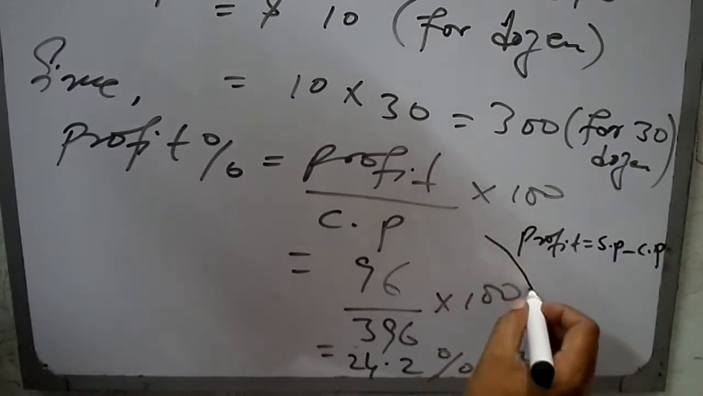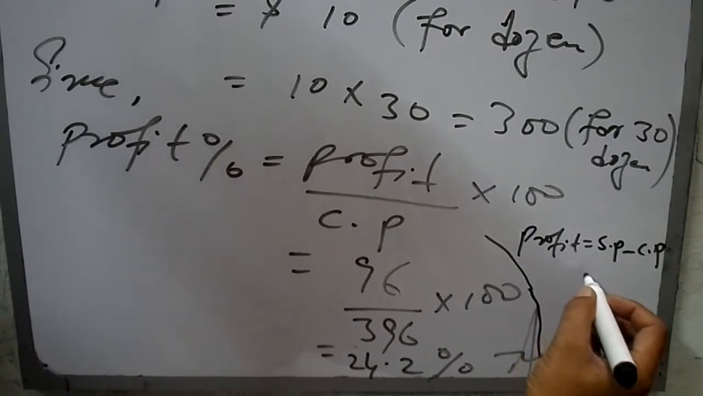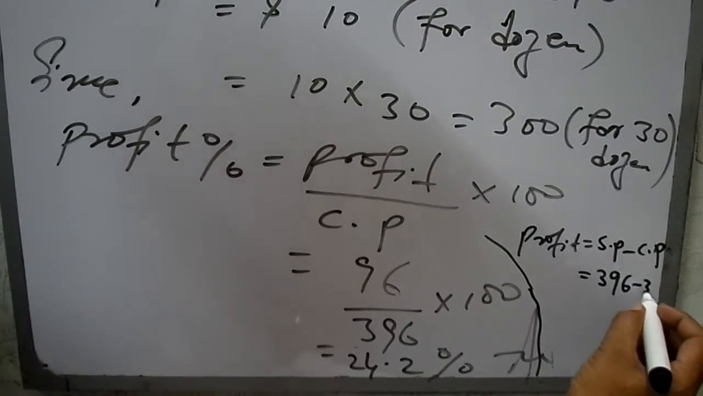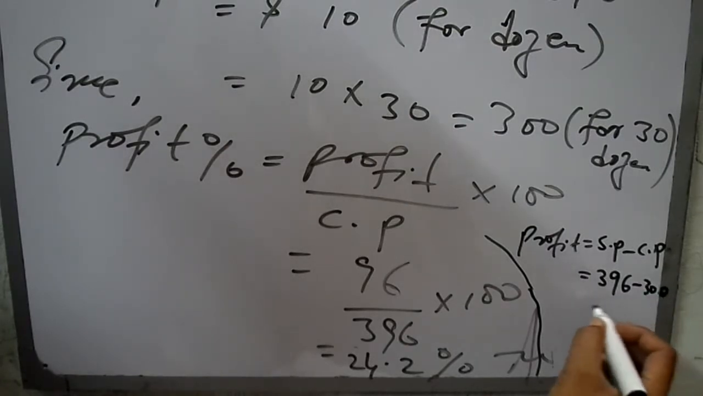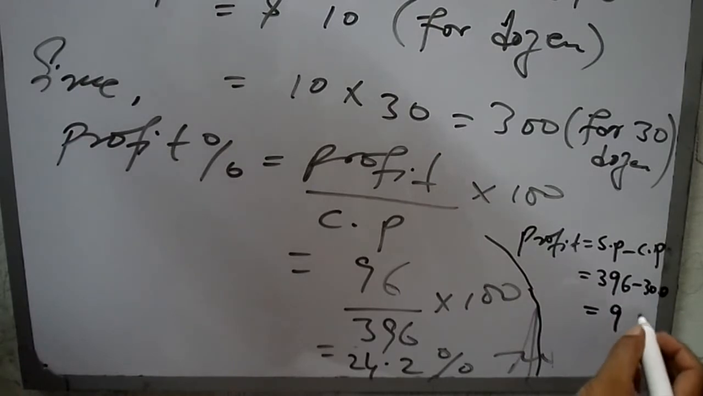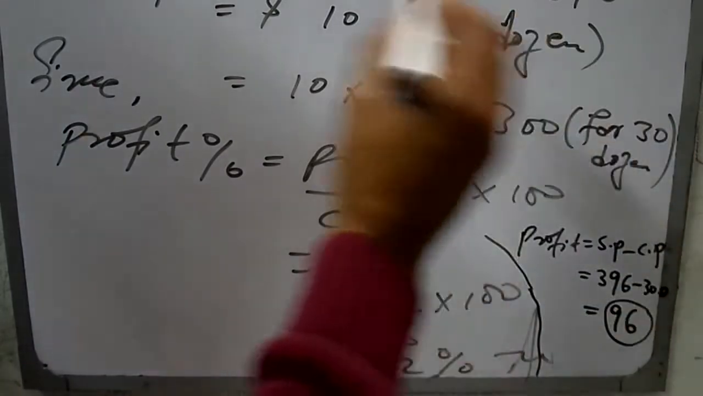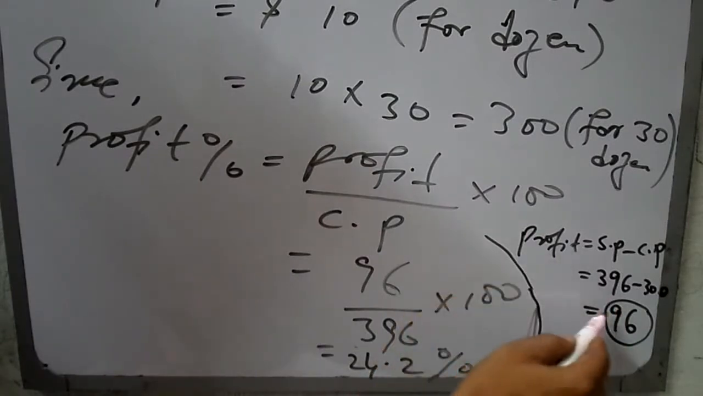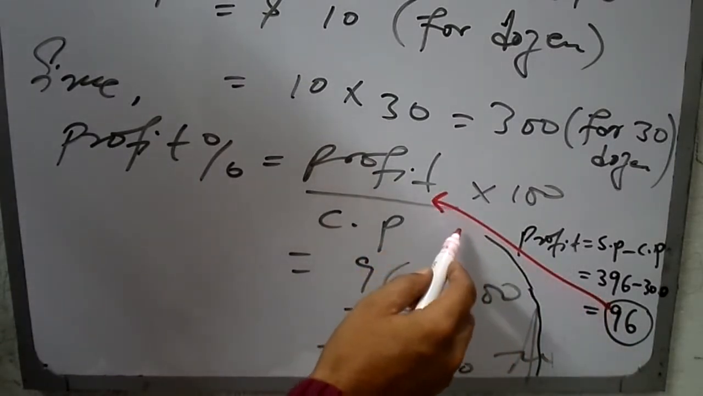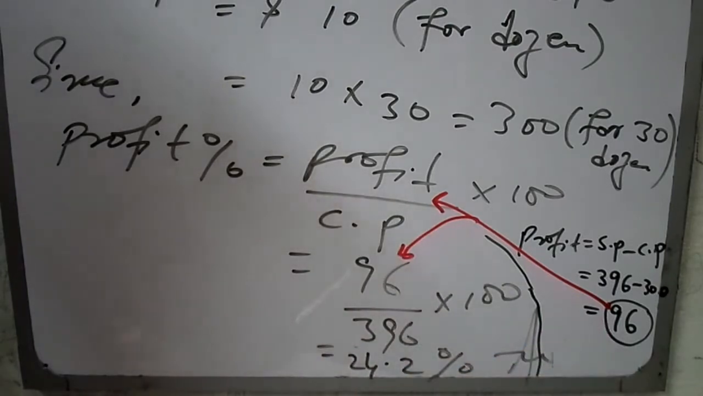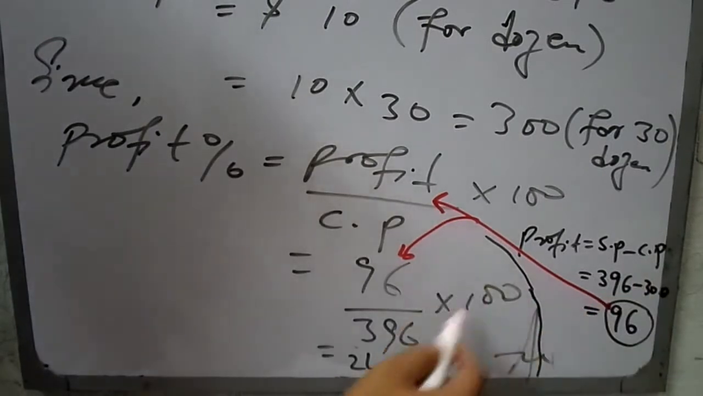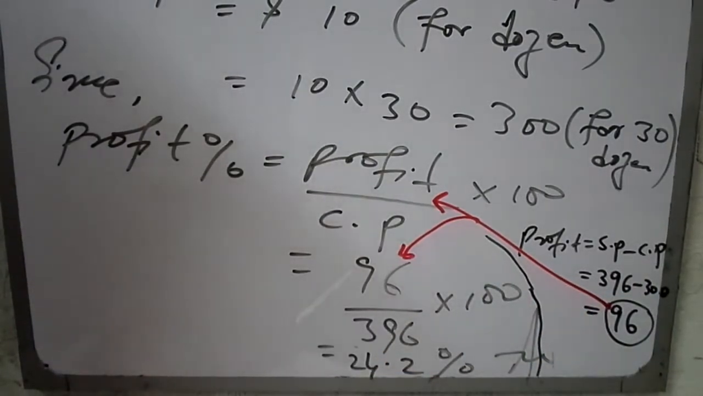So that's why the sale price is 396 and the cost price is 300. So when I subtract this, I have got 96. So this 96 has been utilized here, because this is my profit, so I have to use it here and put it here. So I use a simple formula, that is profit is equal to sale price minus cost price. So in this way we are able to find the exact solution.